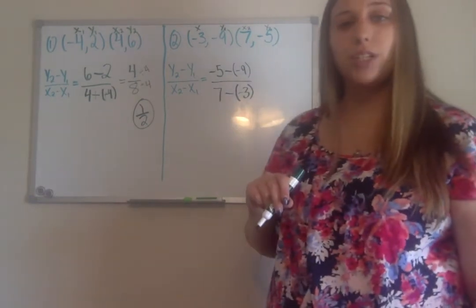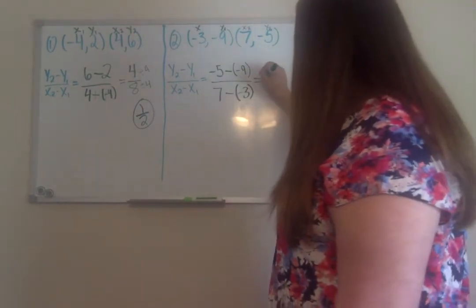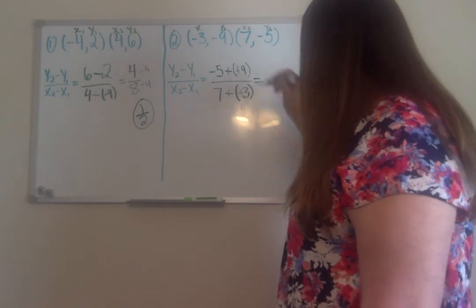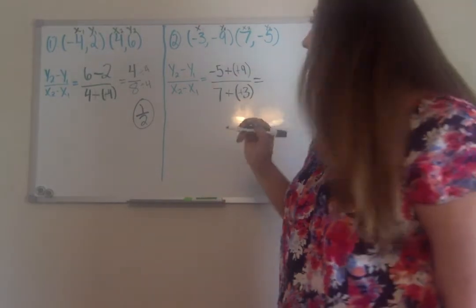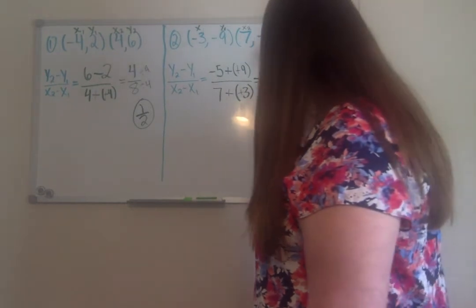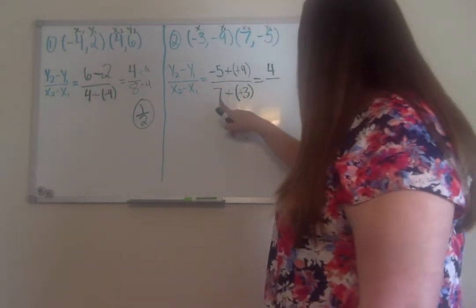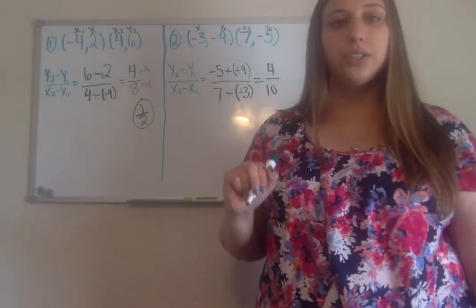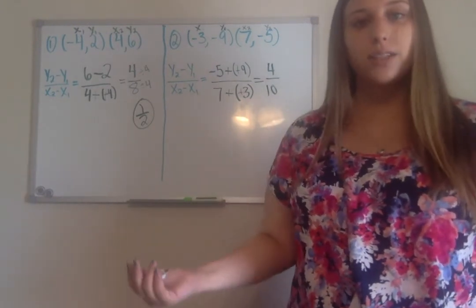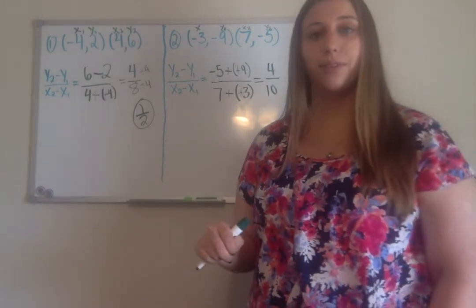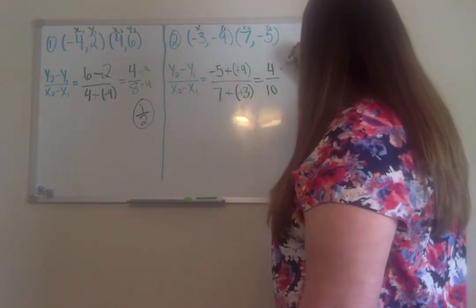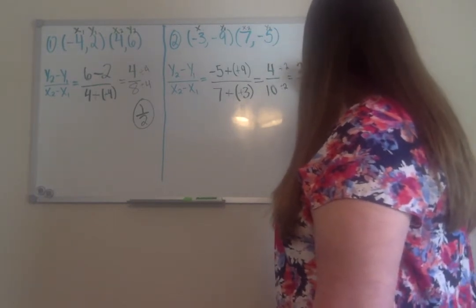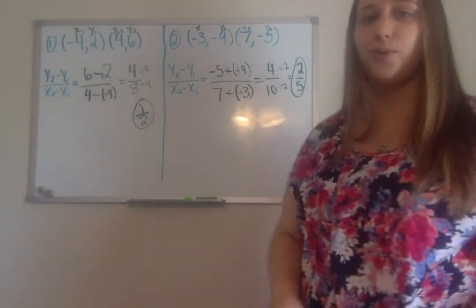Again, now we just have to simplify this. Anytime you see two negatives, we know keep, change, flip. Both of those are just going to become pluses. So now we have -5 plus 9 gives us 4. And then on the bottom, 7 plus 3 gives us 10. So again, 4/10, that is the value of our answer, but that's not our final answer. We have to simplify this fraction. I know 4 and 10 are both divisible by 2, so I'm going to divide the top and bottom by 2, and we get our simplified answer of 2/5.